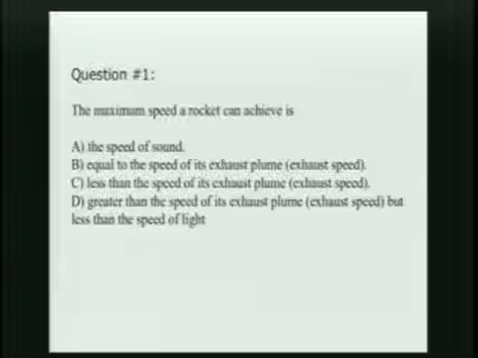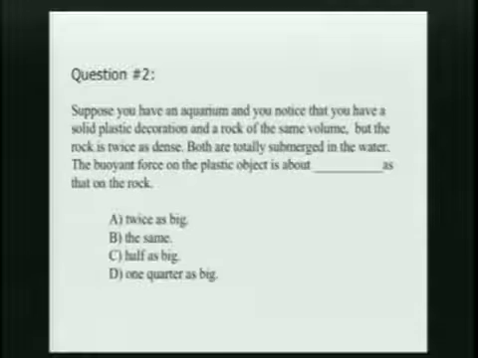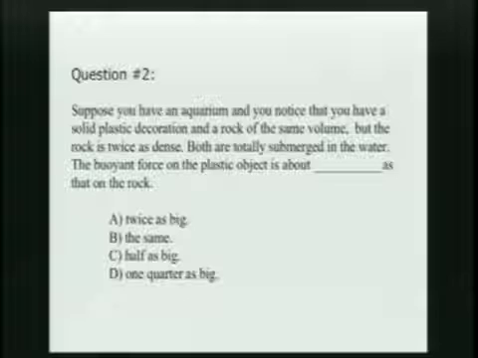Okay, let's move on. Question number 2. Suppose you have an aquarium and you notice that you have a solid plastic decoration and a rock of the same volume, but the rock is twice as dense. So you've got the two objects, the plastic decoration, the rock. They're the same volume, but the rock is twice as dense. Both are totally submerged in the water. The buoyant force on the plastic object is about blank as that on the rock. A, twice as big, B, the same, C, half as big, or D, 1/4 as big.